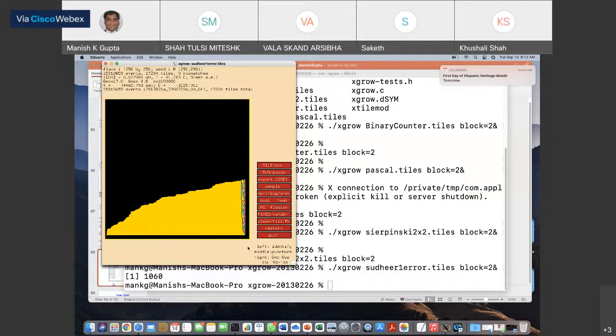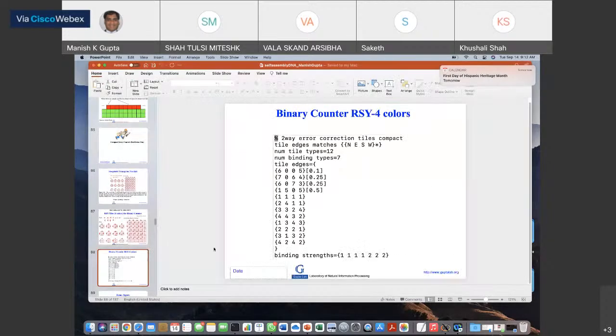You see that the binary counter is created on this right hand side. Vertical things are created. This is the binary counter. I think you can actually take a picture or see what the tiles are in detail as well, but I'm not going to do that anyway. Okay, so this is a binary counter 4 color tile system.